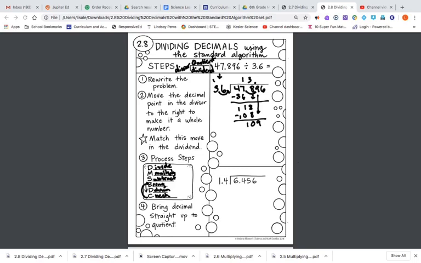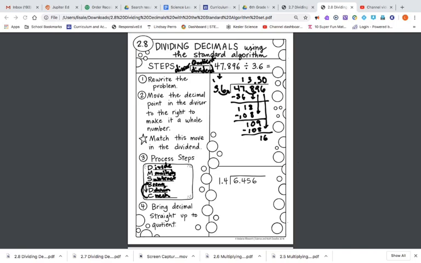Okay, again, about how many groups? Well, we just did it, so I know it's going to be 3 again. Again, multiply it out, and I'm going to get 108. Okay, and I'm going to subtract and then bring down that last 6. I have to show that I cannot make any groups of 36 out of 16, so therefore I'm going to have to show my 0.